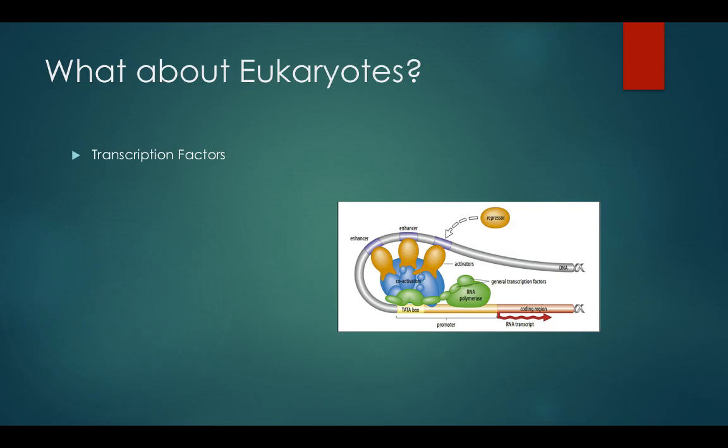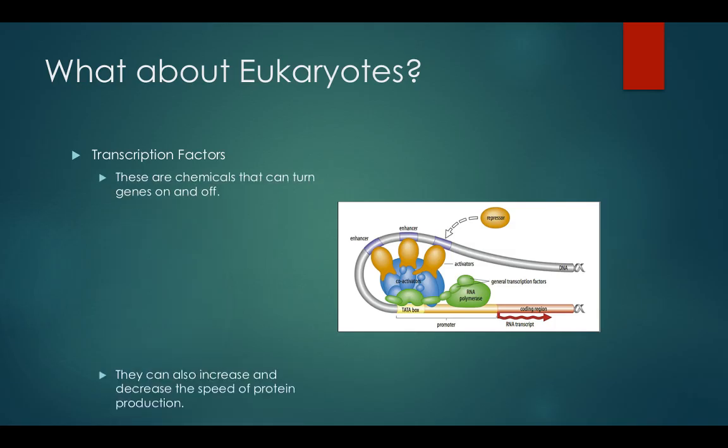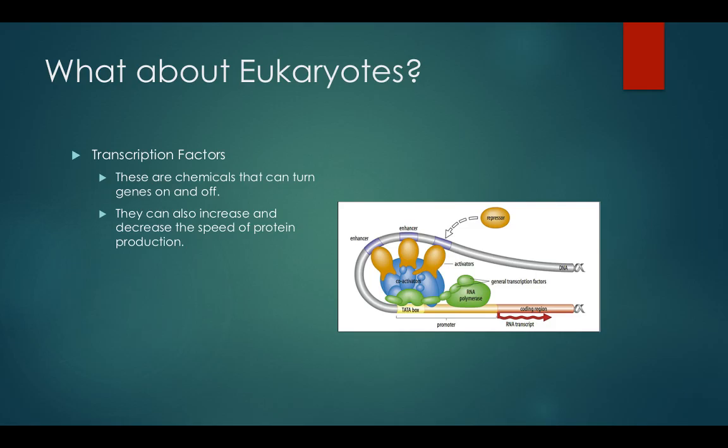They use something we call transcription factors. These are basically chemicals that can turn genes on and off, but they can also increase and decrease the speed of production. So if, for example, you like to drink lots of alcohol for some reason and you're underage, what can happen here is that if you drink lots of alcohol, then transcription factors are going to increase your body's production of chemicals that can deal with alcohol.